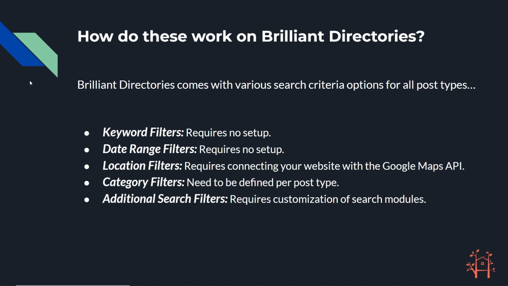Date range filters require no setup at all. You're good to go. Location filters only require that you set up your Google Maps API, and there's some really cool documentation and videos on how you can get that going in your Brilliant Directories dashboard. Your category filters just need a little bit of updating in the BD post settings for every different type of post that you want.